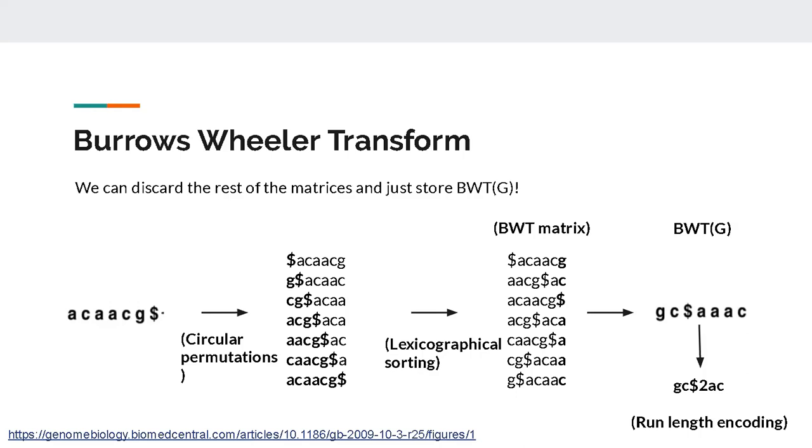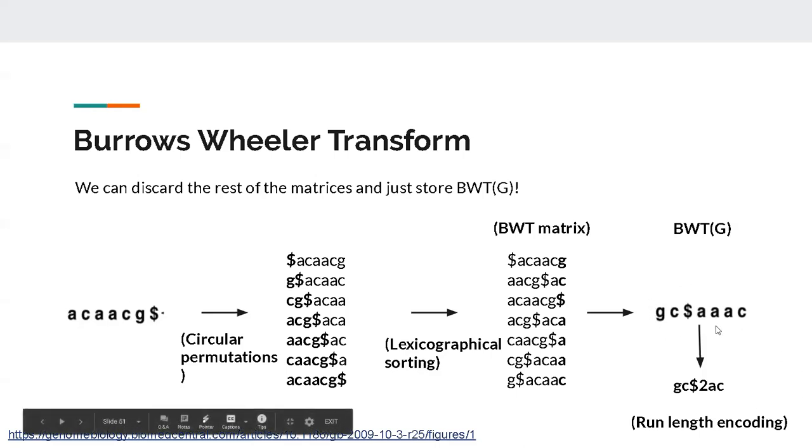Okay. So after we get this BWT, we are going to discard the rest of the matrix. We don't need to store that. All you will be storing is this BWT that you get at the end of it.